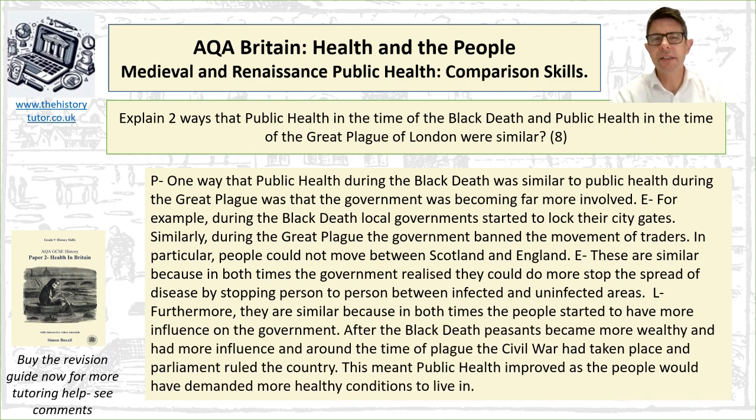Okay, so I found something. So here's what I've gone for. So I said, furthermore, they are similar because in both times the people started to have more influence on the government. After Black Death, peasants became more wealthy and had more influence, and around the time of the Great Plague, the Civil War had taken place and Parliament ruled the country. This means public health improved as the people would have demanded more healthy conditions to live in. Okay, so it's slightly tenuous, but I'm trying to get a wider idea, that society is influencing government to some extent and government has to act.